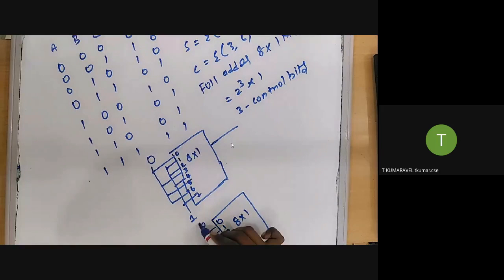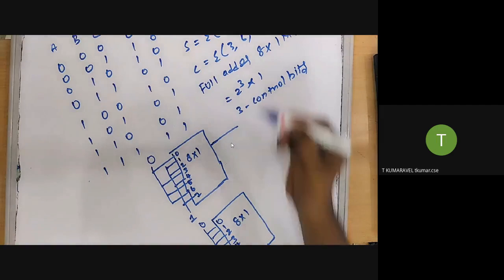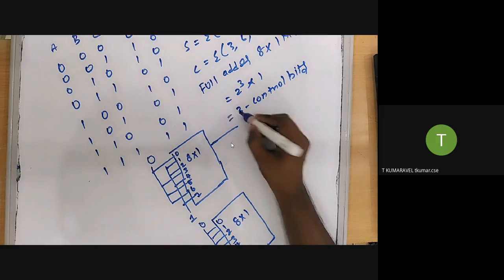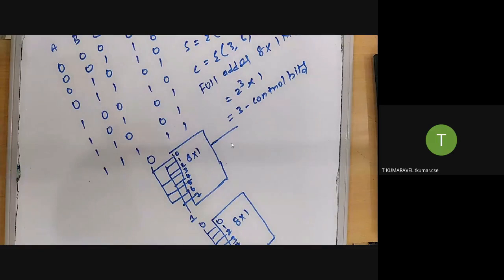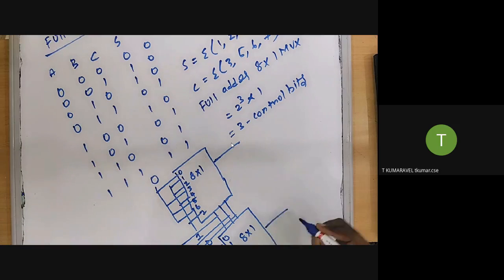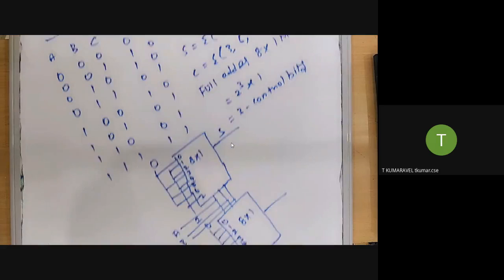How do you represent the 8? The 8 can be represented as 2 power 3. So what do you understand from this? 3 bits act as the control lines. The three variables A, B, C act as the control lines. Here it is going to generate the sum, and here it is going to generate the carry.